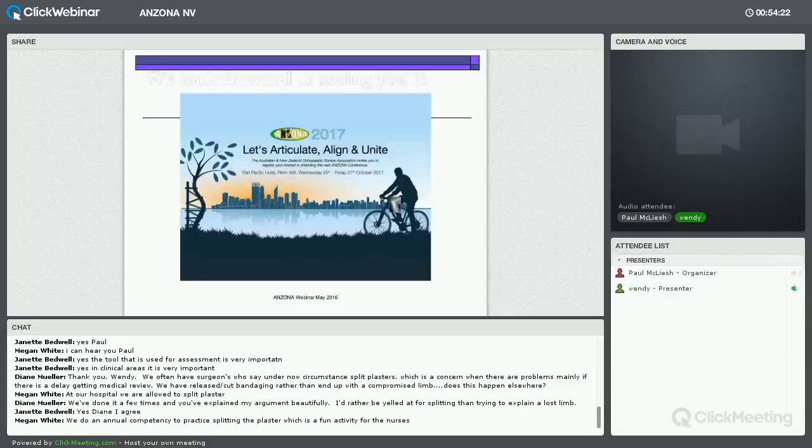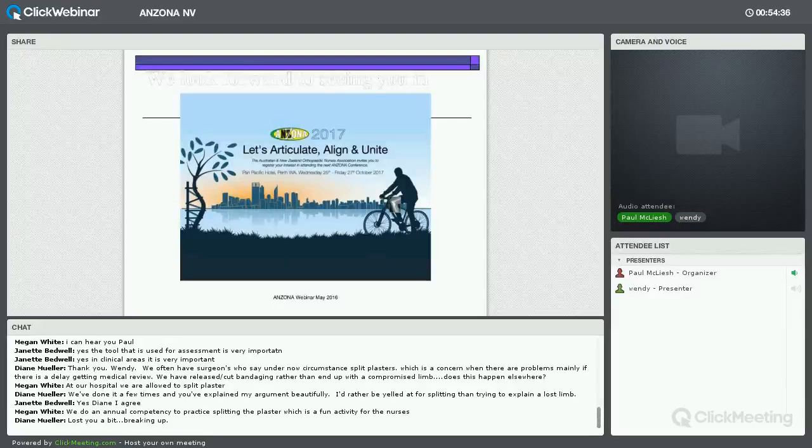Okay, Megan's just saying that they've got an annual competency to protect and practice splitting the plaster. Yeah, and it works really quite well. But keeping in mind that if you split it bilaterally, you'll get a lot more blood supply back into that area as well, not just in one spot. Diane, you were just dropping out a little bit with your audio.